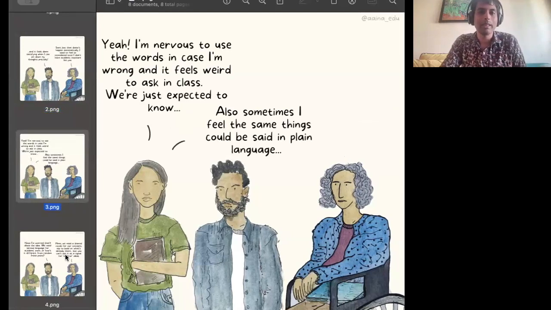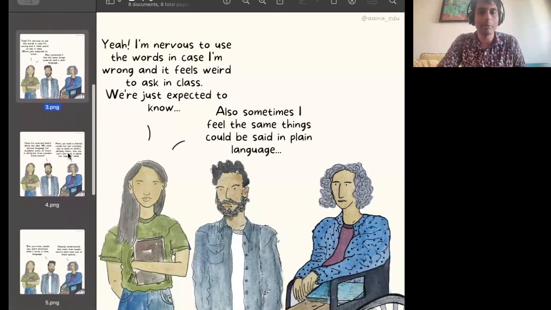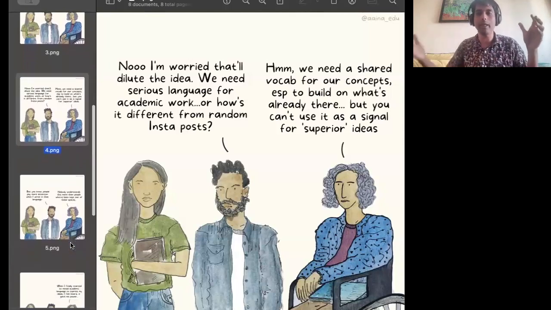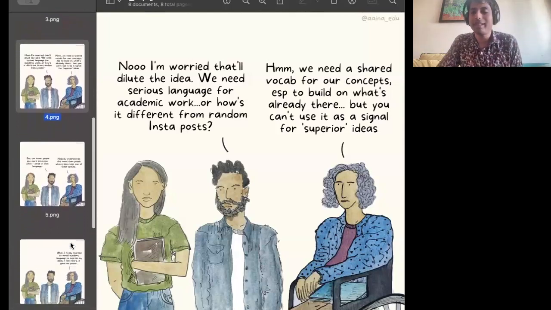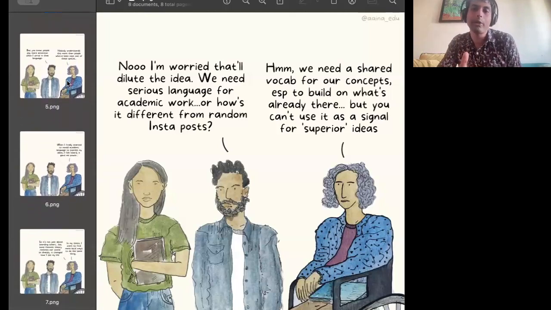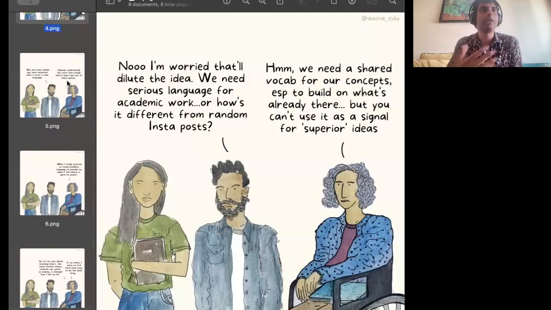And you can see that the person on the left says that I'm nervous to use the words in case I am wrong, and feels like the same things could be said in plain language. And then the person in the middle is trying to make a case, no, that will dilute the idea that you're trying to convey, and academic work requires serious language. So he's trying to make a case for why this is a specialized language and it's different from more colloquial, everyday, or social media language, right? And I think we are trying to make fun of ourselves also here. And the person on the right then says that, okay, maybe you need a shared vocabulary for concepts, right? And these are theoretical concepts, so you need to develop jargon. And of course, all the jargon has been created over decades and years of research work and theoretical work, but it can't be used as a signal for superior ideas.